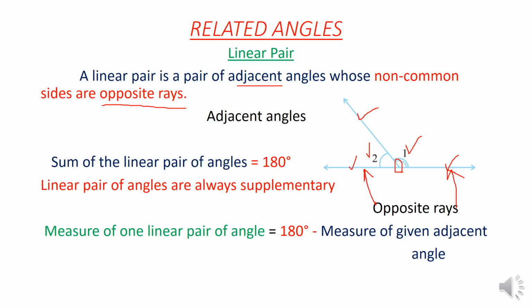The sum of the linear pair of angles is equal to how much? 180 degrees. Linear pair of angles are always supplementary. Next, if one angle is given and you want to calculate the other angle of the linear pair, the formula is: measure of one angle of a linear pair equals 180 degrees minus the measure of the given adjacent angle.